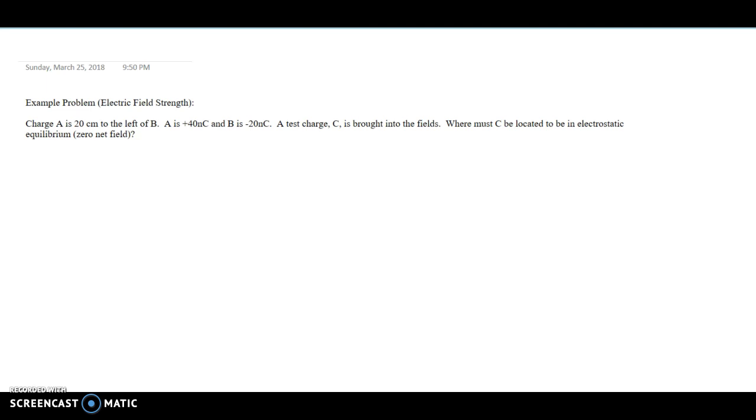With all these problems, we need to draw a picture. A is to the left of B, so I'm going to draw one charge, label it A, and we know A is positive 40 nanocoulombs. And since it's to the left of B, I'll put B over here on the right. It's negative 20 nanocoulombs. And you have some test charge somewhere else in this field, and we want to put it somewhere so that it's pulled equally by A and B. In other words, the fields cancel each other.